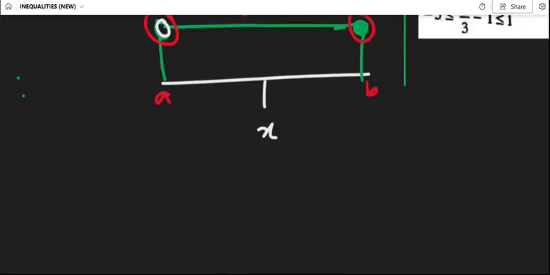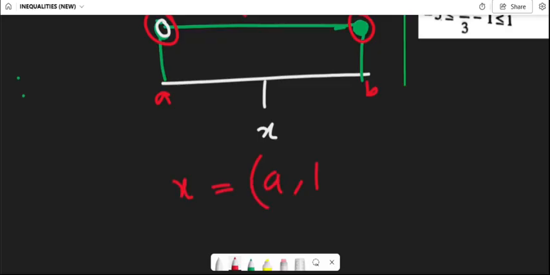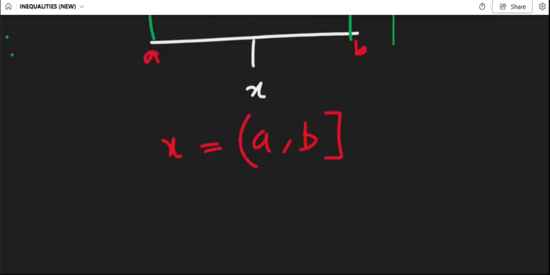So if I want to write them in form of numbers, I can say my x is open to A but close to B. As you can see, the parentheses or the brackets are not the same. I have here to be open and I have here to be close.